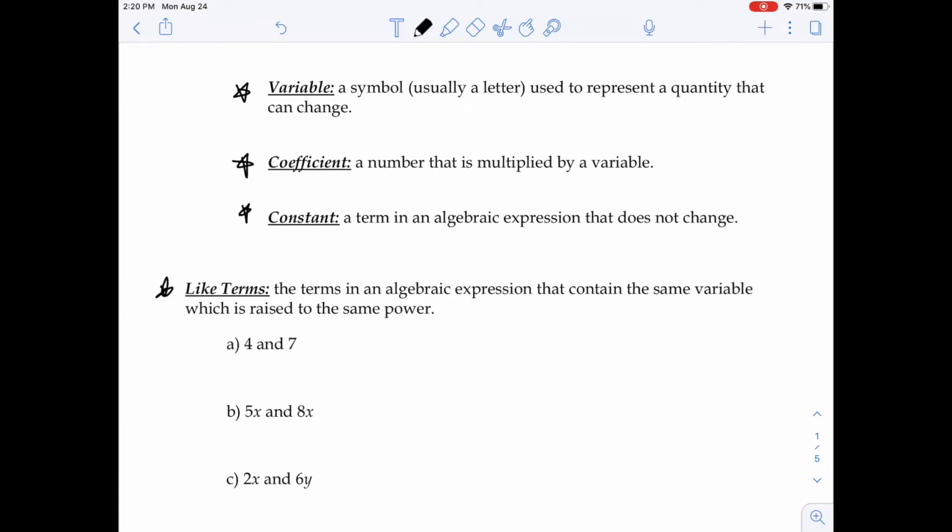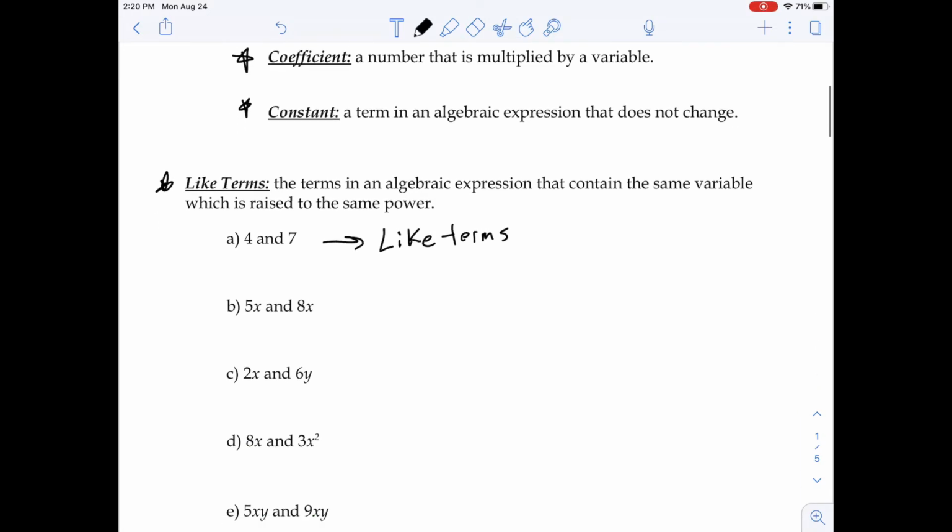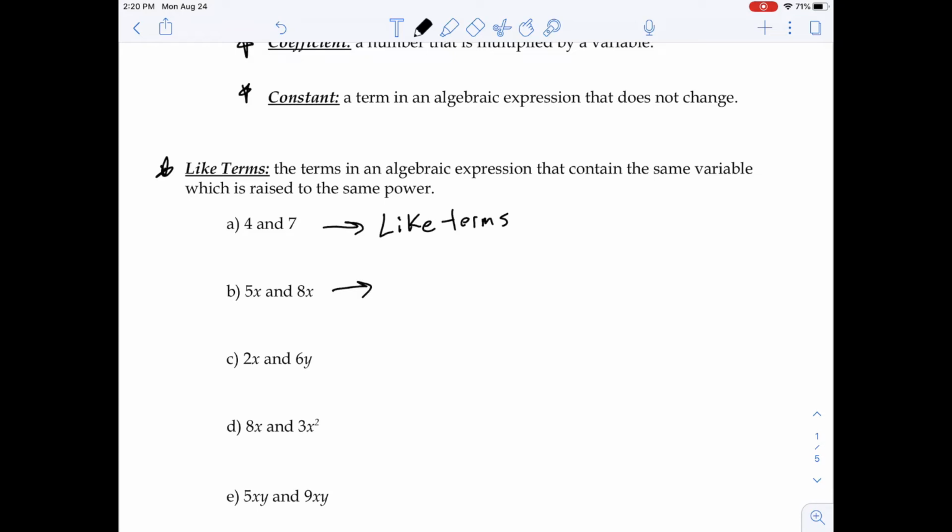Looking at A here, we have 4 and 7. Those are both numbers. They're both constants. So those are like terms. Then going to B, we have 5x and 8x. They both have the variable x, and the exponent, even though it's not written, is 1. So they have the same variable raised to the same exponent. So these are also like terms.